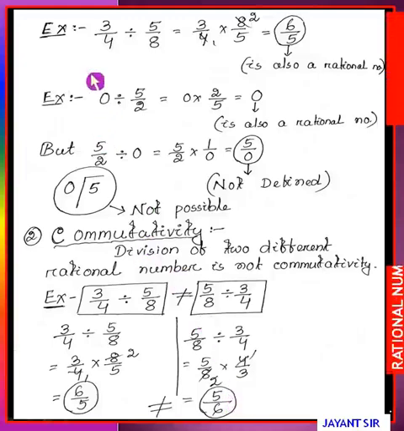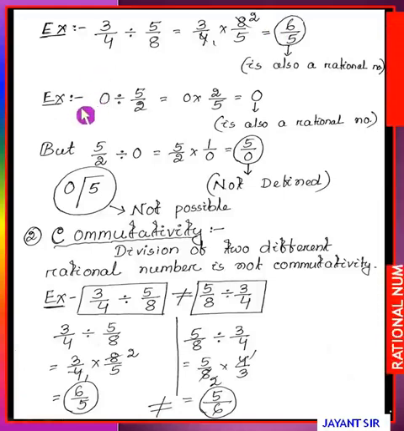How is it? Example taken here: 3 by 4 divided by 5 by 8 equals 3 by 4, then its reciprocal, children write down, 8 by 5. Now reduce it: 4 ones are 4, 4 twos are 8, now 3 twos are 6, then 5 into 1 equals 5. This 6 by 5 is also a rational number, which satisfies the closure property.